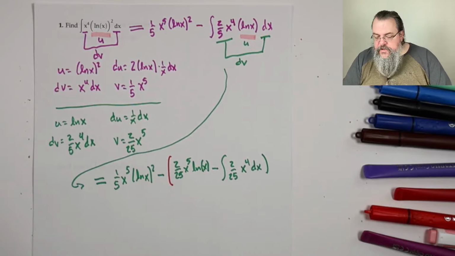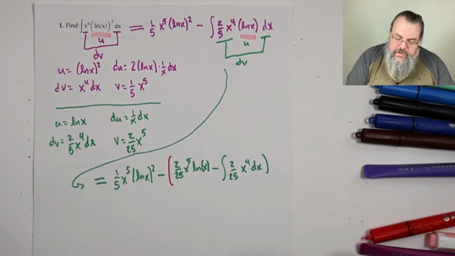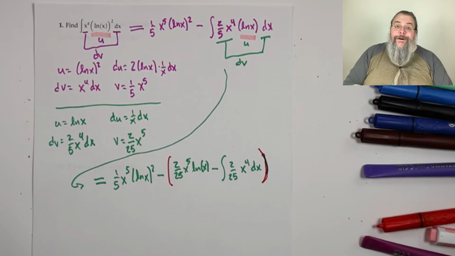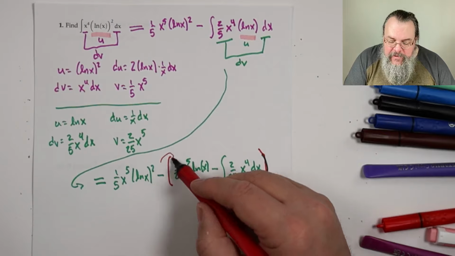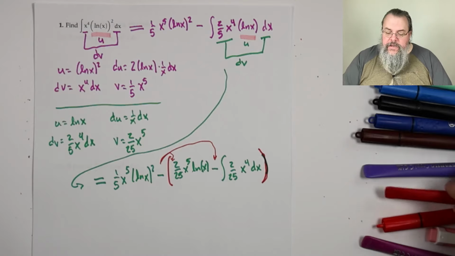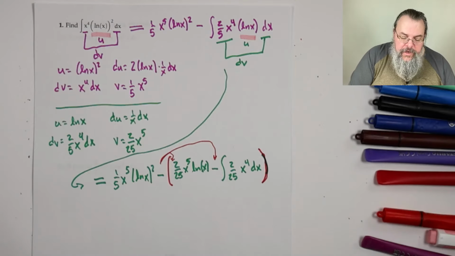Whoops, I should make my parentheses the same color, just to emphasize. That's a red parentheses. There we go. And that minus will distribute through. Okay, so we're in the home stretch. So what do we have?